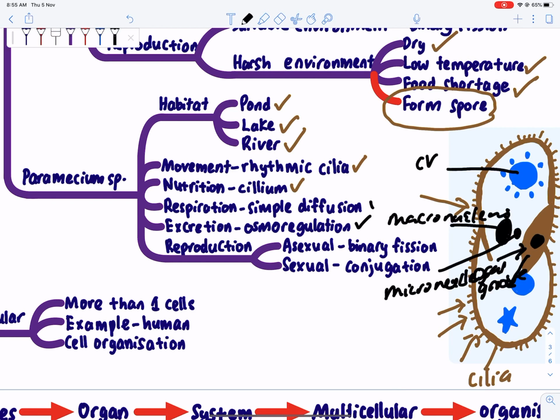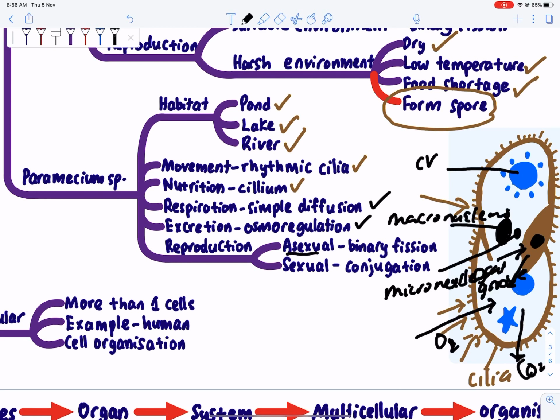For respiration, also simple diffusion. Oxygen will enter the cell by simple diffusion, crossing the plasma membrane. When they produce carbon dioxide, it will move outside.